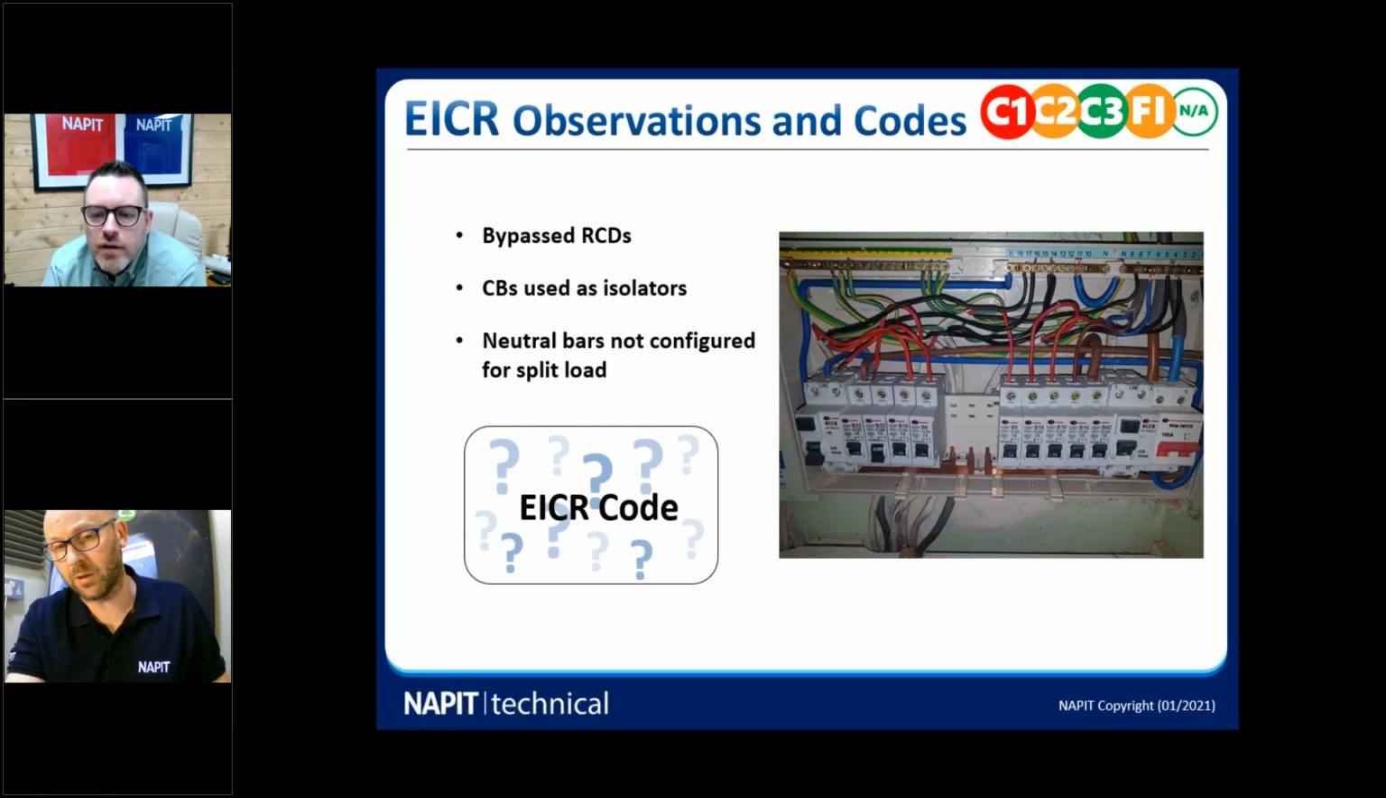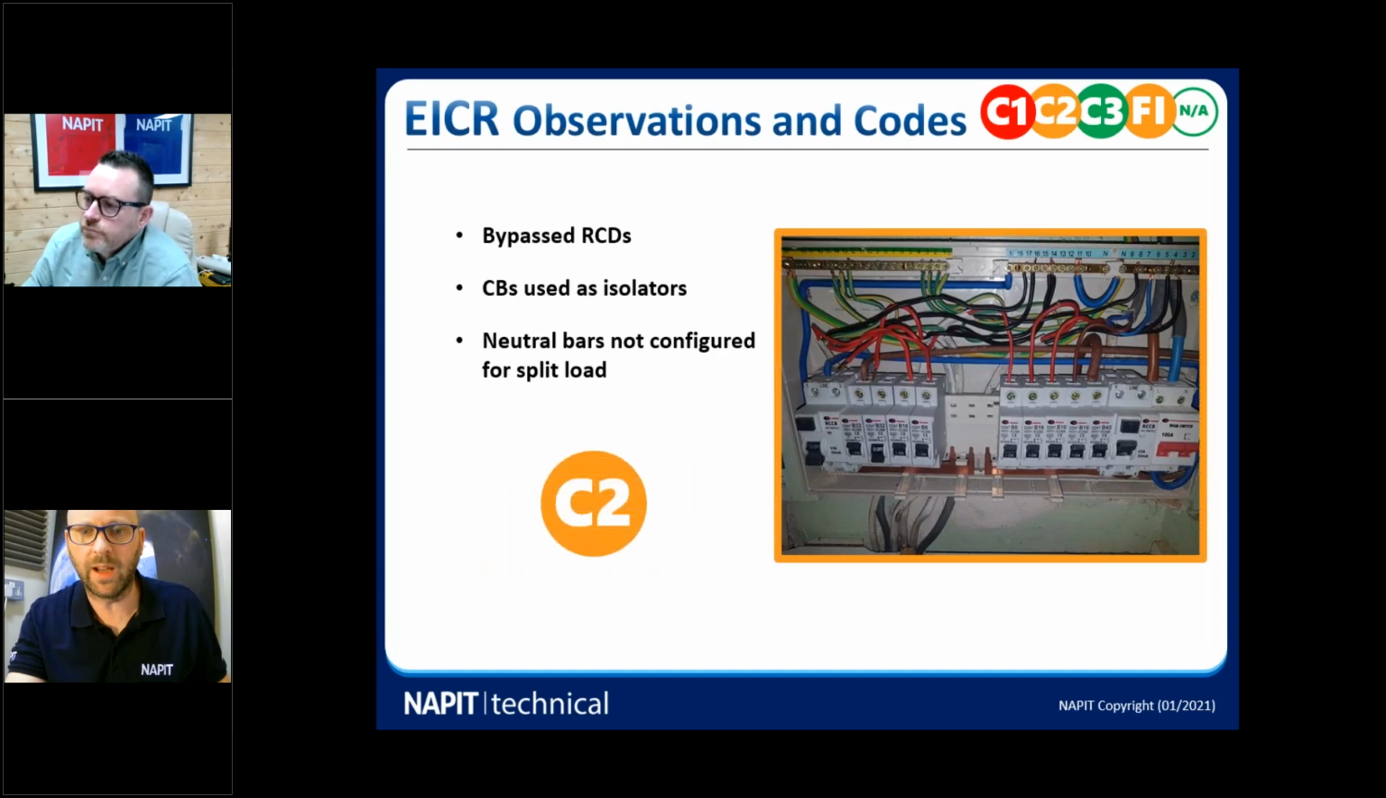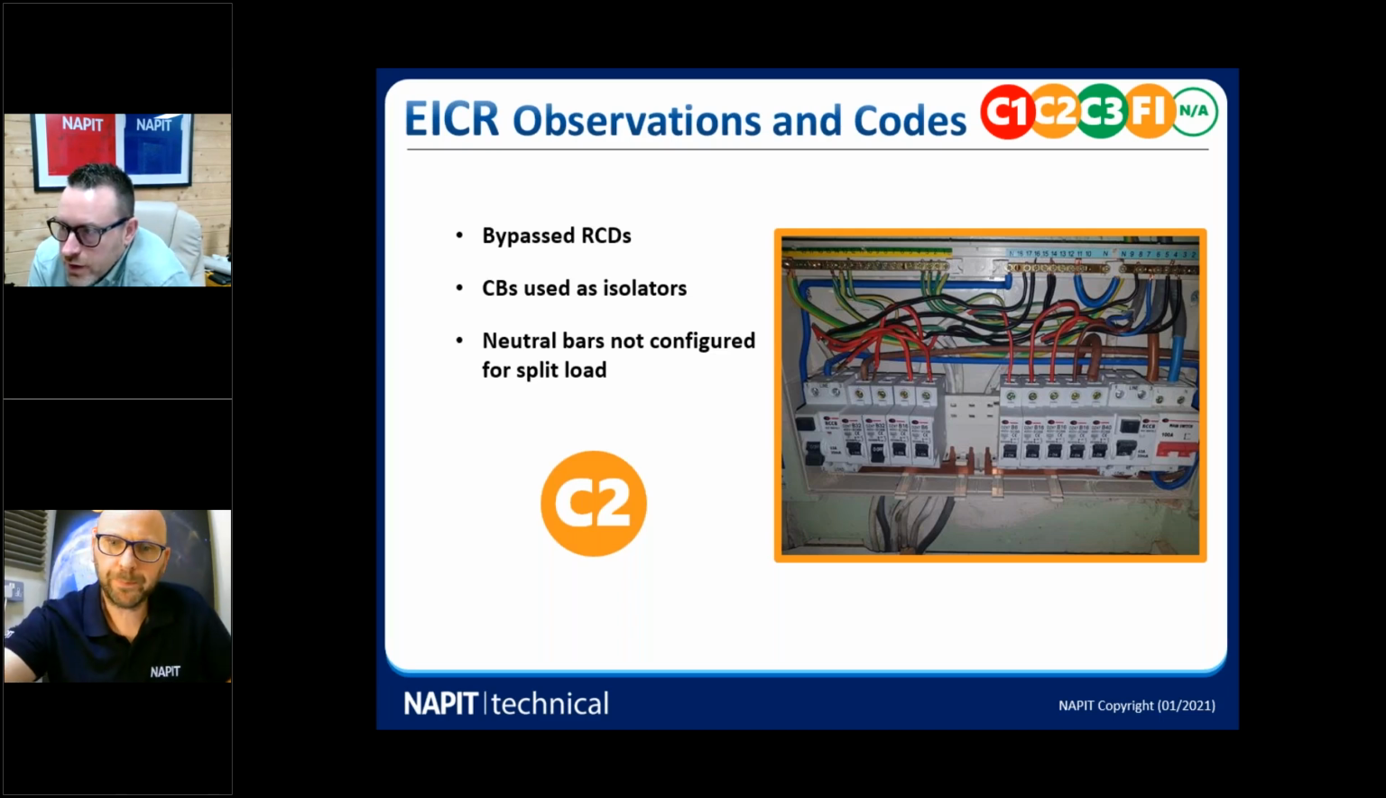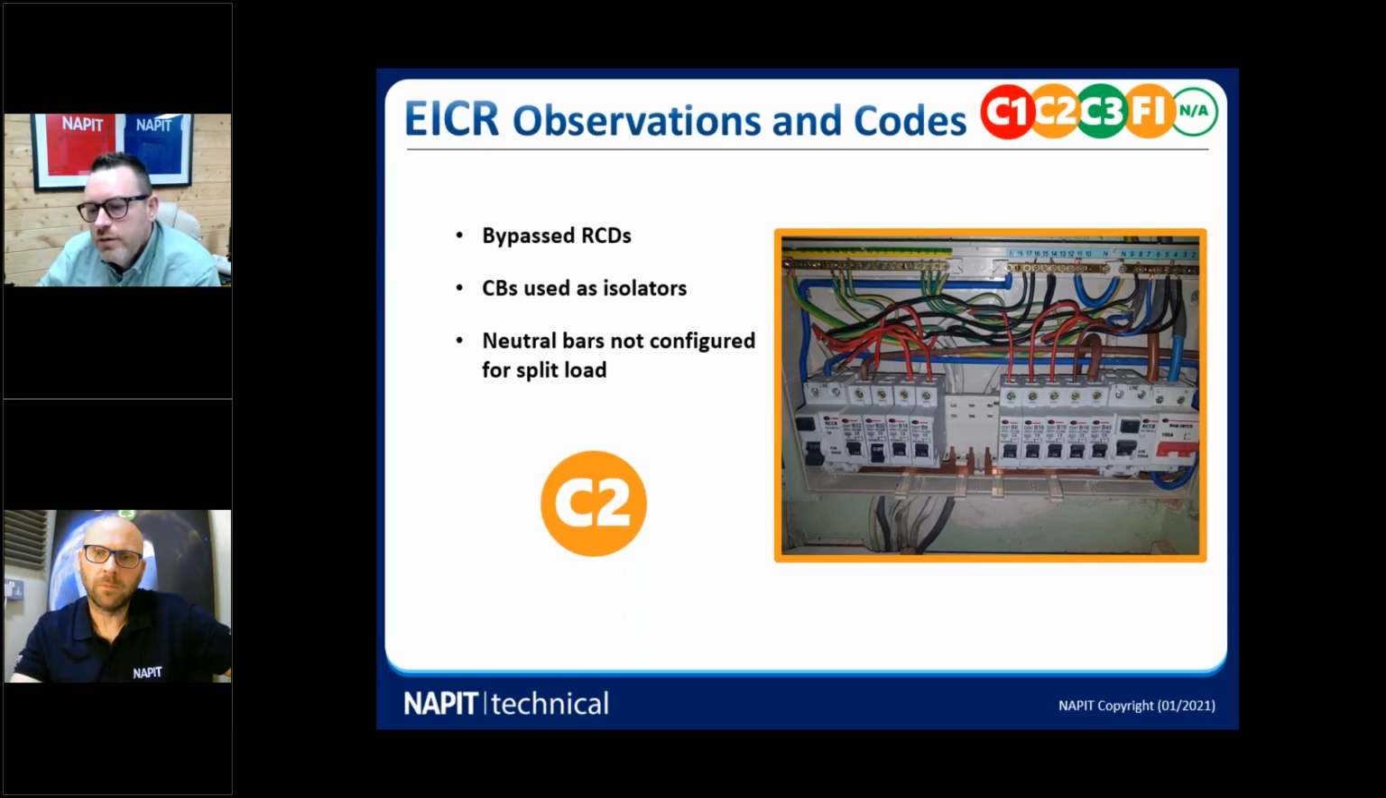Okay. What we're going to do now is reveal the code, and then I'm going to ask Frank to explain why it is this code we've given. Okay, over to you, Frank. We've got a C2, and it is because it's potentially dangerous. The circuit breakers are used as isolators, but it is potentially dangerous. The protection is still there. We have to have other faults happening in that installation to make it dangerous. Potentially dangerous. Okay, great stuff.